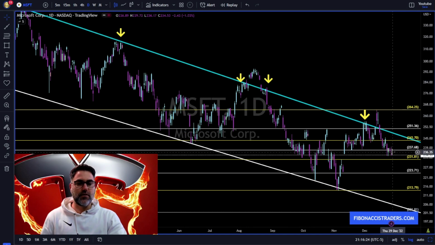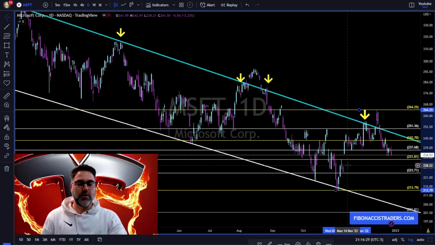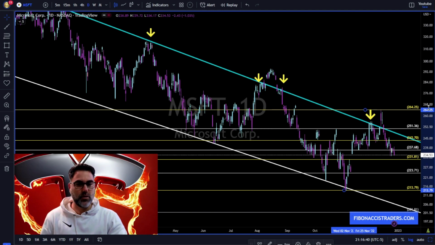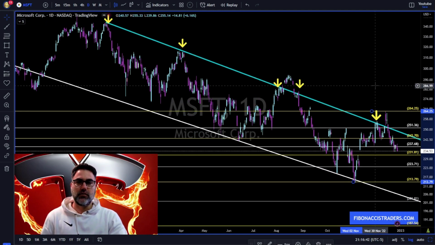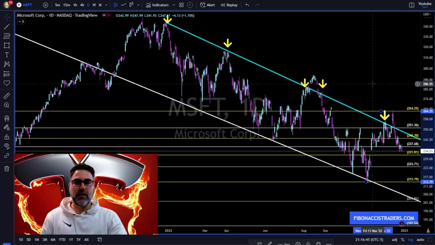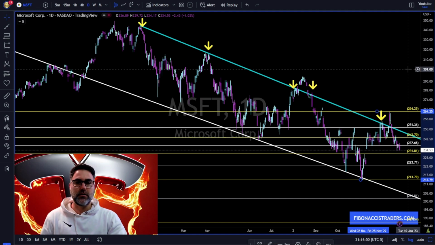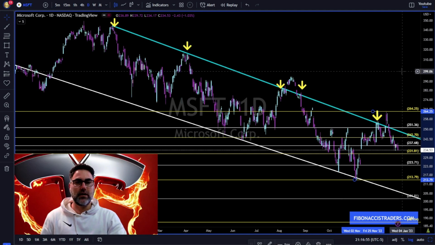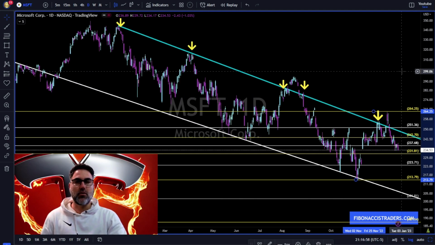Microsoft is slowly grinding down towards the 231 and to this gap here at the 228. This gap will get filled. We know once again, more than 80% of all gaps will get filled throughout time. So if you're trading, doesn't matter on which time frame, if it's the 5-minute or the monthly, once you identify a gap, keep in the back of your mind that this gap has an 80% chance to get filled. Doesn't matter where the gap is or where price action is relative to this gap.